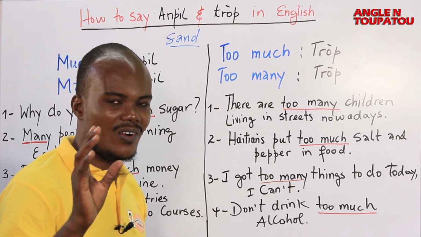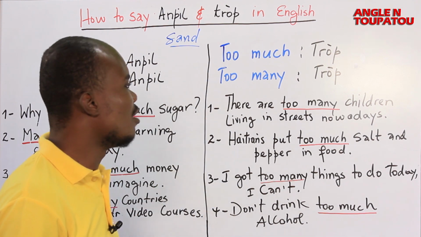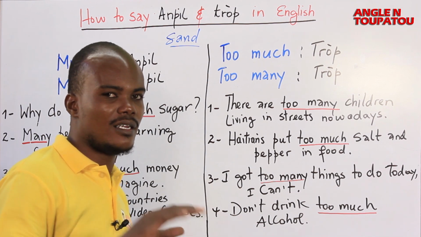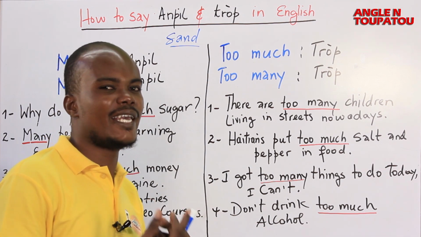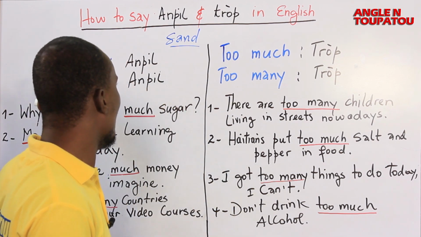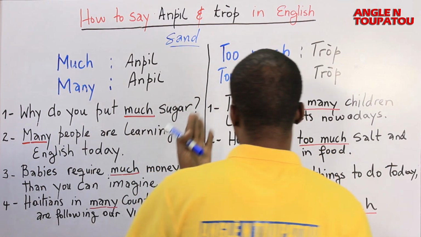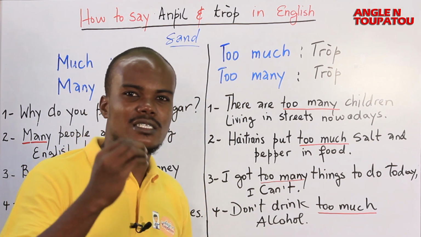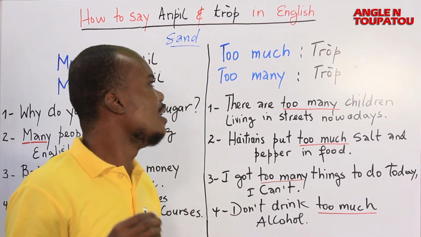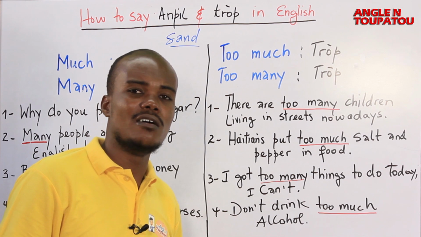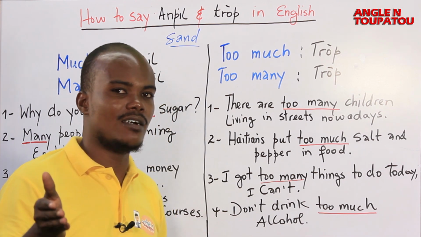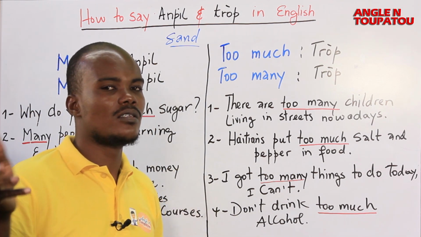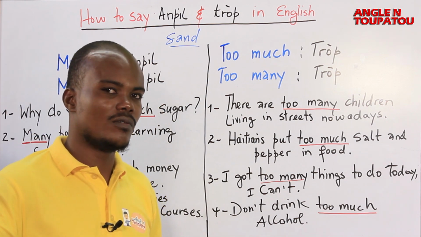Enough. Okay. Let's see, how do you use them? You use too much when talking about things that you can't count. The same thing for much and many. You place too much before words or nouns that are uncountable. And you put too many before nouns that you can count. That you can say 1, 2, 3, 4, 5.